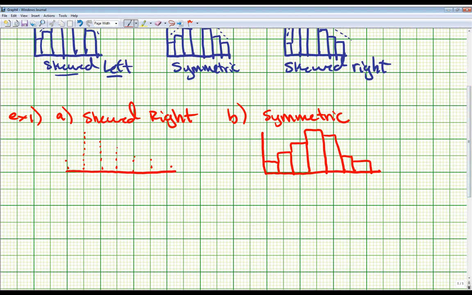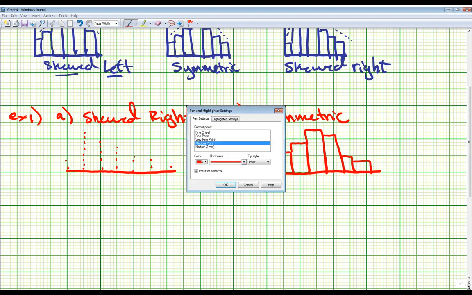Okay, pause the video and go ahead and try on your own number 1. All right, if you tried that one, number 1 should be a skewed to the left graph. All right, hitting on example number 2 next. Let's get to that one.